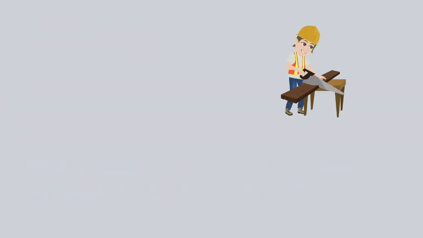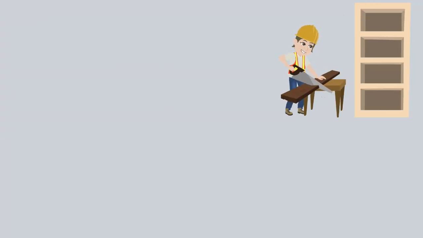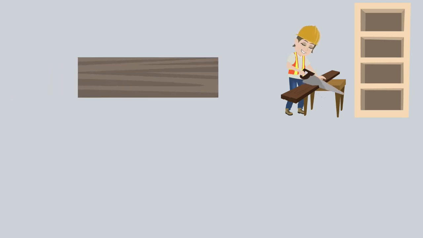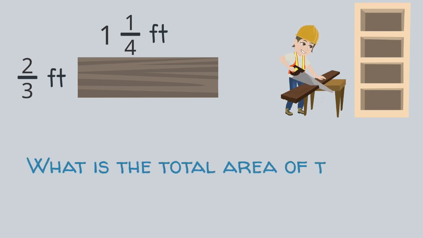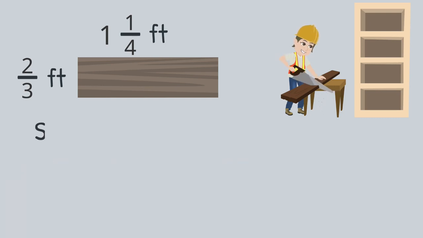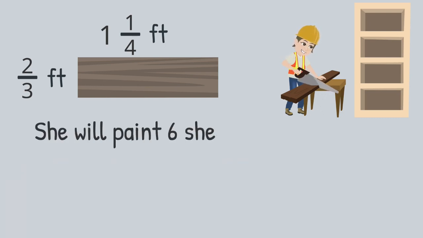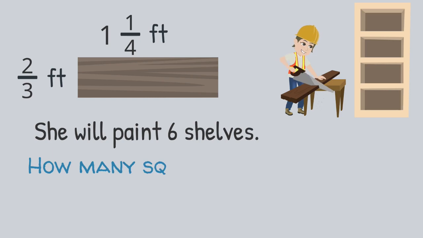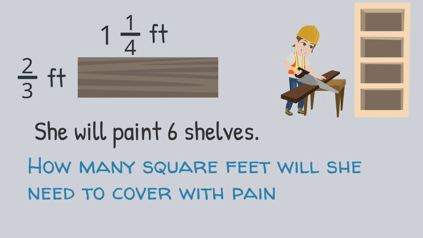A carpenter at the same location is building a rectangular shelf that is 1 1/4 feet long and 2/3 feet wide. What is the total area of the shelf in square feet? She plans to paint 6 shelves of the same size. How many square feet will she need to cover with paint?